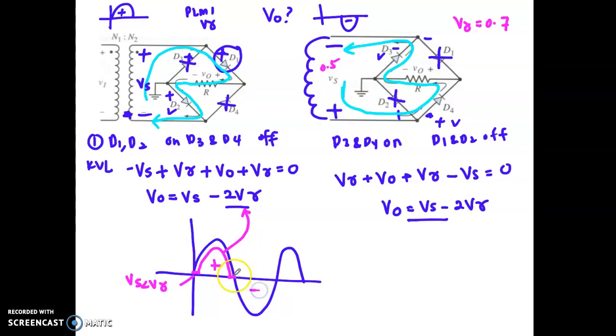At your negative cycle, again you have a waveform. So what is the output? VS minus 2V gamma. Then it will be repeated by itself. Okay, so this is your V, this is your T. This is the output of your full wave bridge rectifier.